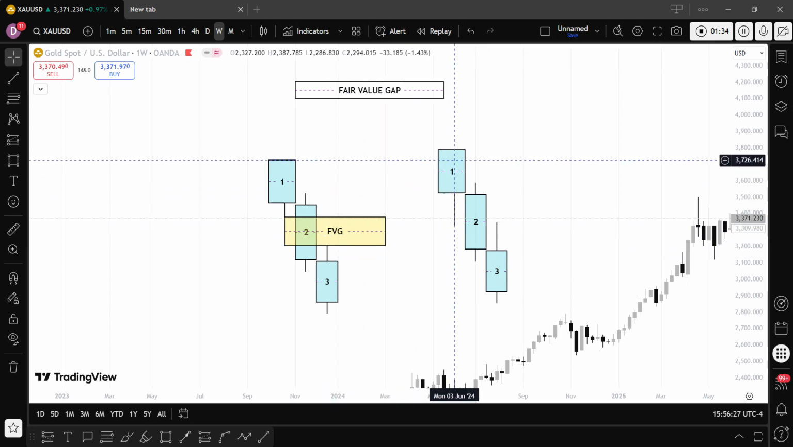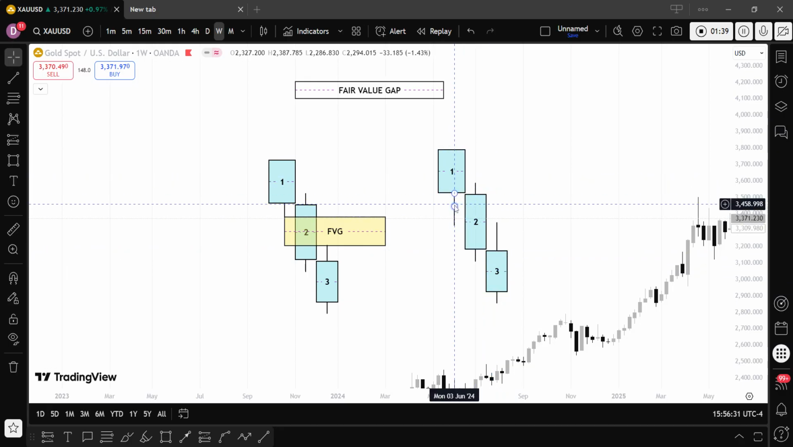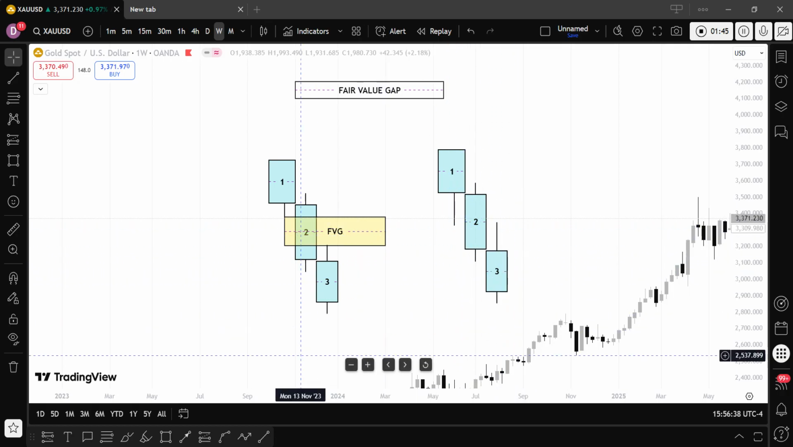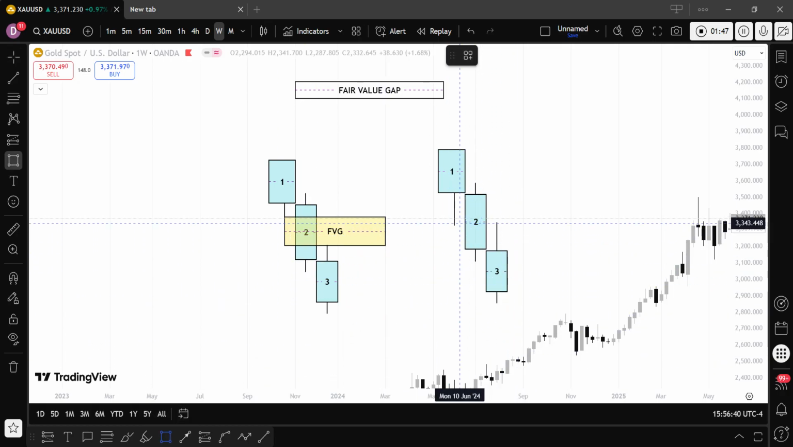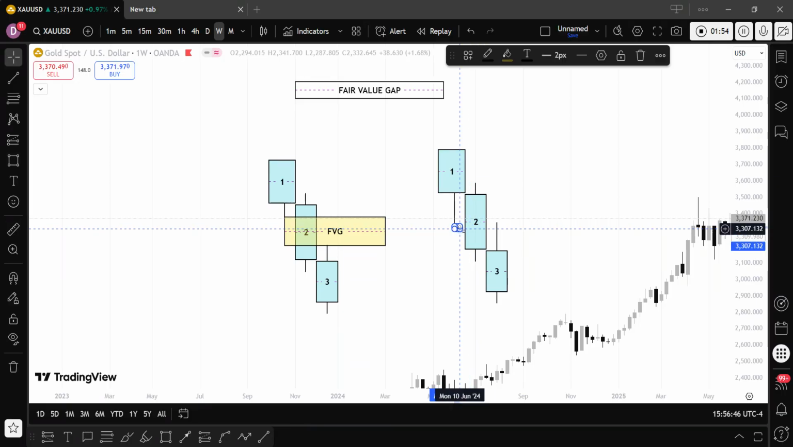Let's look at this other example, the first candle and the third candle wick. Does the first candle wick engulf the second candle? It engulfs it halfway. Same to the third one. Let's try to see if there is any gap between the first candle's wick and the third candle. As you can see here, there is no gap. So this means there is no fair value gap here.